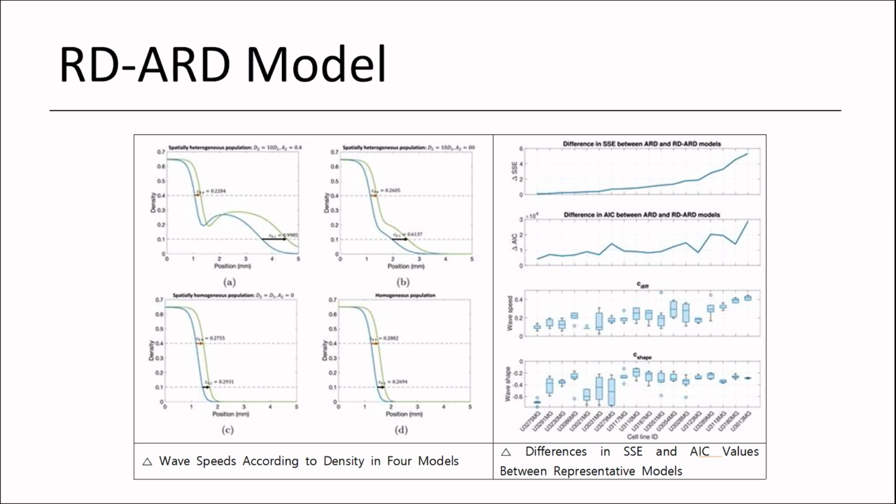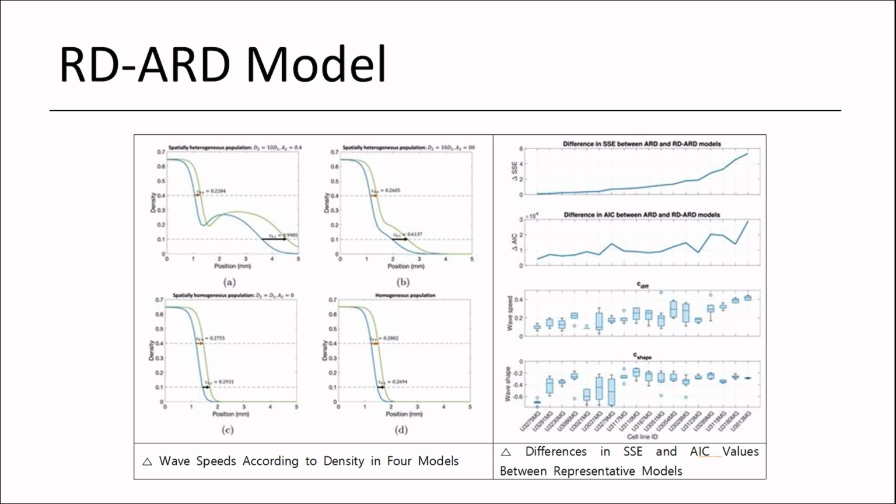Finally, let's look at the simulation results using data from a certain glioblastoma cell line. Here, the graph shows the simulation outputs for each model. What's notable is that the RD-ARD model accurately captures the invasive front of the tumor, particularly around the 0.1 density region.